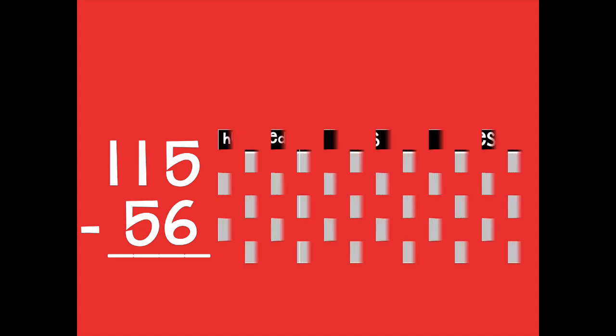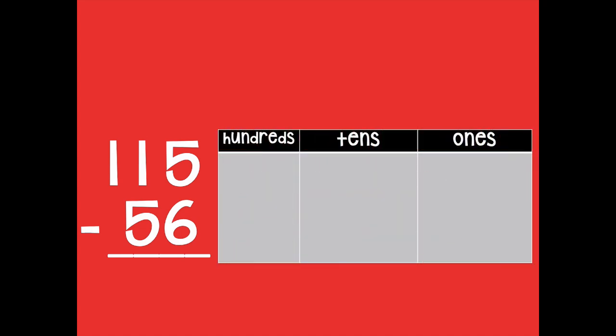All right, awesome. All right, friends, this part you guys are going to follow along with me. So I'm going to tell you at certain points of the problem to pause and do the next step, and then we'll go through this problem step by step together. So here we have 115 minus 56.